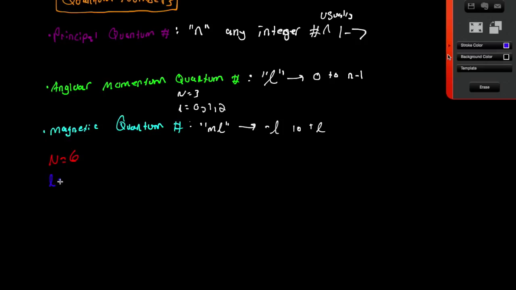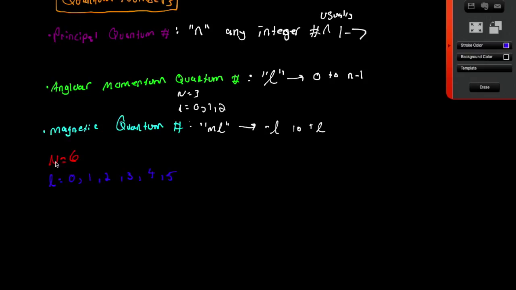Because we know L is dependent on n, and basically the numbers that L can be is just 0 through 6 minus 1, which is 5. So let's just write that down. L can equal 0, 1, 2, 3, 4, and 5. Okay? L can be any one of these values if n is equal to 6.